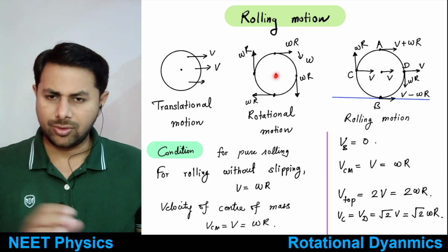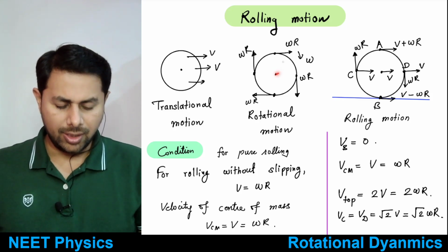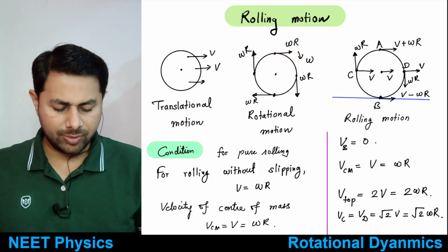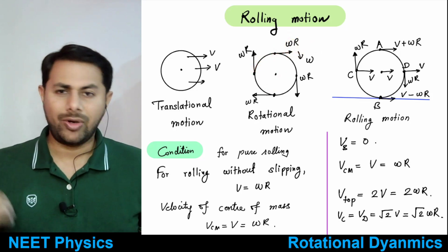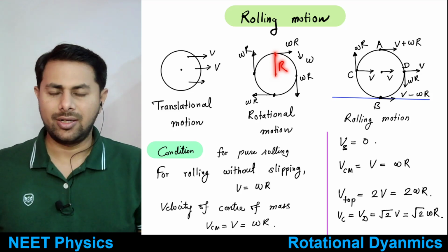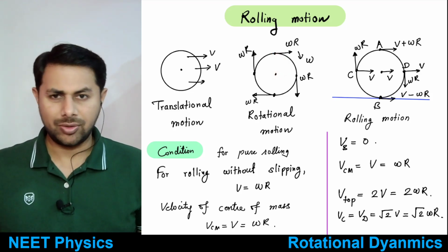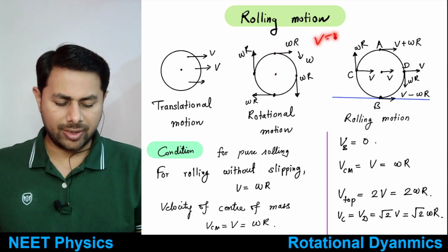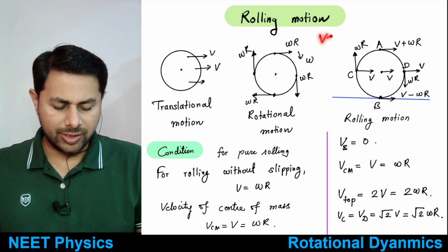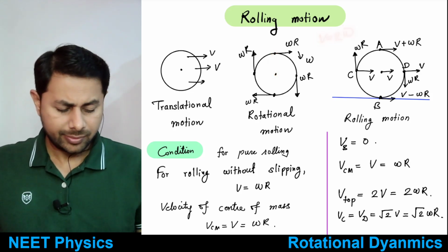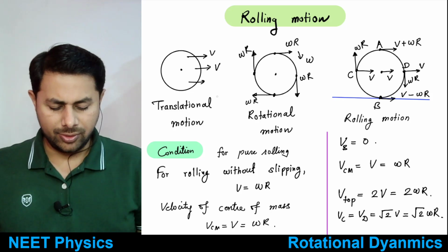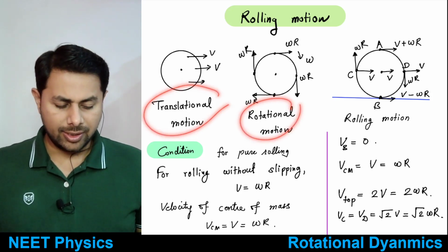So if you see this rotational motion here, suppose angular velocity of this body is equal to omega, then velocity of points at distance r will be equal to what? r times omega. We know that v is equal to r times omega. Here r is capital R, the radius, so v is equal to R times omega, right?